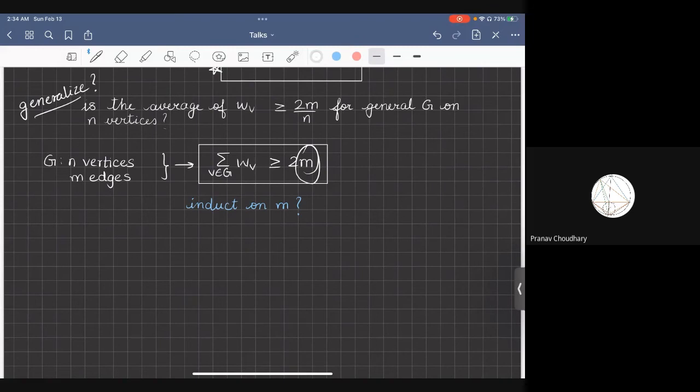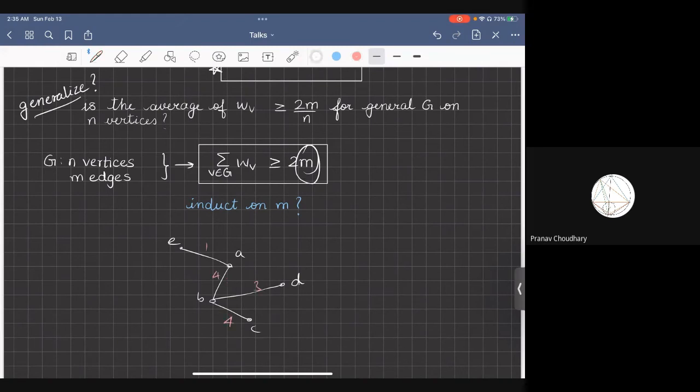So maybe think about carefully choosing how these edges are being added one by one, or carefully choose which edge you're deleting from G and then calling the induction on. So basically, if my graph was like this, A, B, C, E, and then this is 1, 3, sorry, 4, 3, 4.